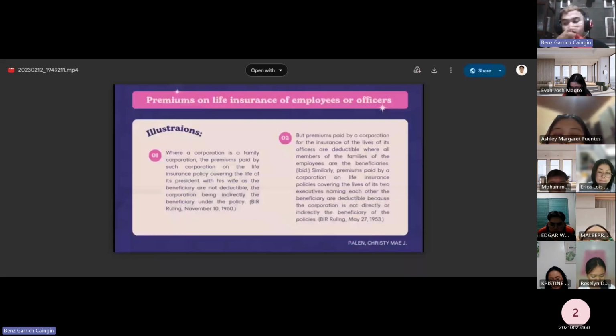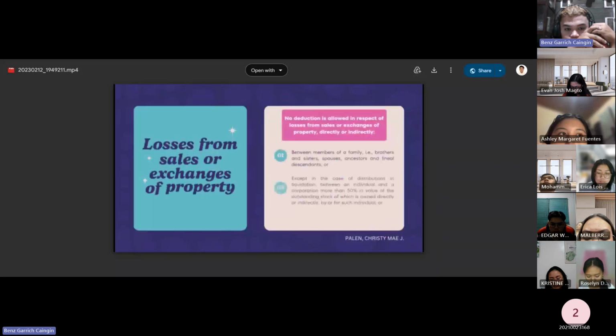In the second illustration, this means that the premiums paid by the corporation on the insurance of the lives of its officers are deductible because all members of the families of the employees are the beneficiaries. This is because the proceeds of the policy will not just go to the corporation itself, but to the families of the employees. Losses from sales or exchanges of property.